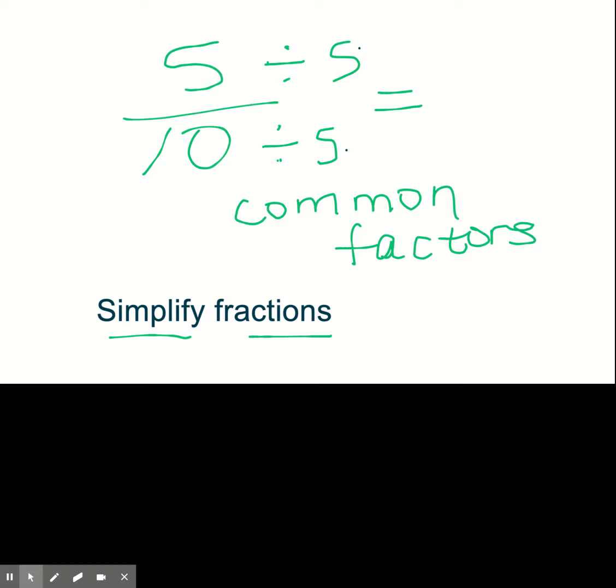It will be equivalent. So 5 divided by 5 is 1, and 10 divided by 5 is 2. 1/2 is the simplest form of this fraction. So 5 over 10 in its simplest form is 1/2. Let's try something more challenging, like, for example, 16 over 24.